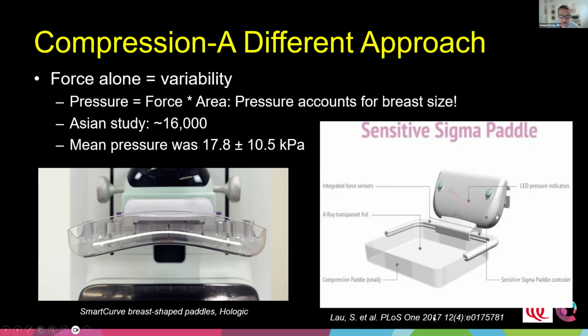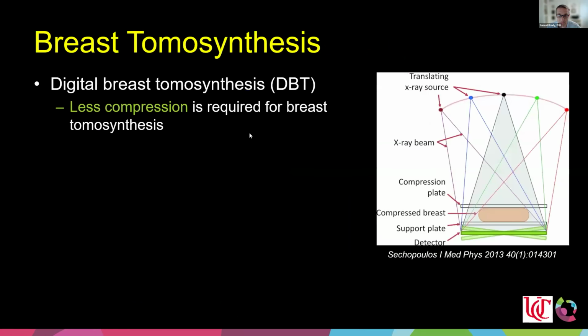In a recent publication in 2017 in PLOS ONE, there was a study in Asia with 16,000 enrollees, and they used a paddle that, instead of just telling you the force, would demonstrate the pressure. And they measured that the average pressure was about 17.8 kilopascals. And they found that the overall image quality was better, and patient comfort was consistent. And so by using pressure, it takes into account the size of the breast instead of just forcing the breast into compression.